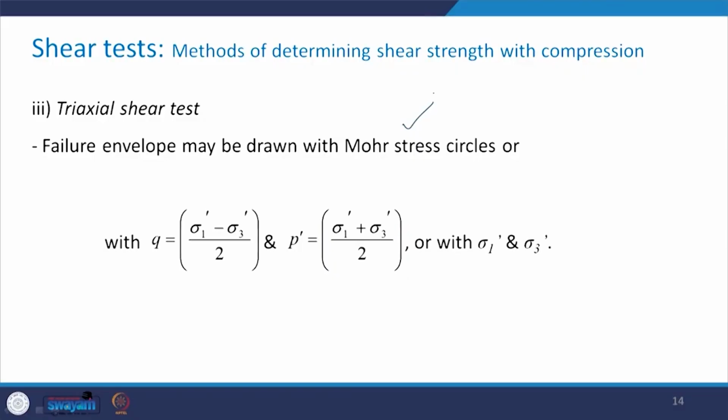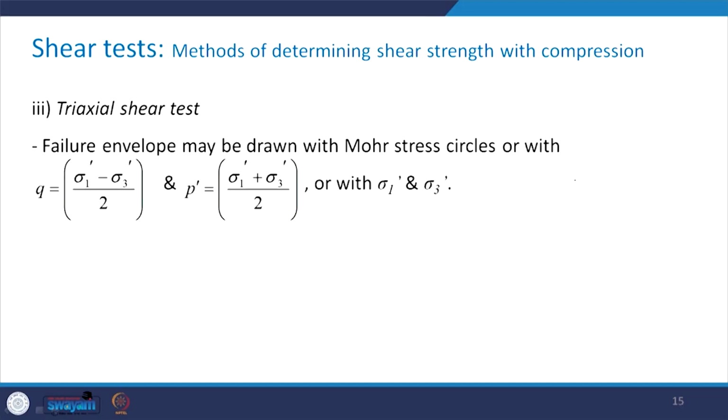in the lateral direction. Then the failure envelope may be drawn either by Mohr stress circle, or the plot can be done with q and p prime. q is given by sigma 1 prime minus sigma 3 prime by 2, and p prime is sigma 1 prime plus sigma 3 prime by 2, or we can have the plot with sigma 1 versus sigma 3 prime. From there also we can get the failure envelope. Now let us see, if I have the Mohr stress circle, then how can we get it?